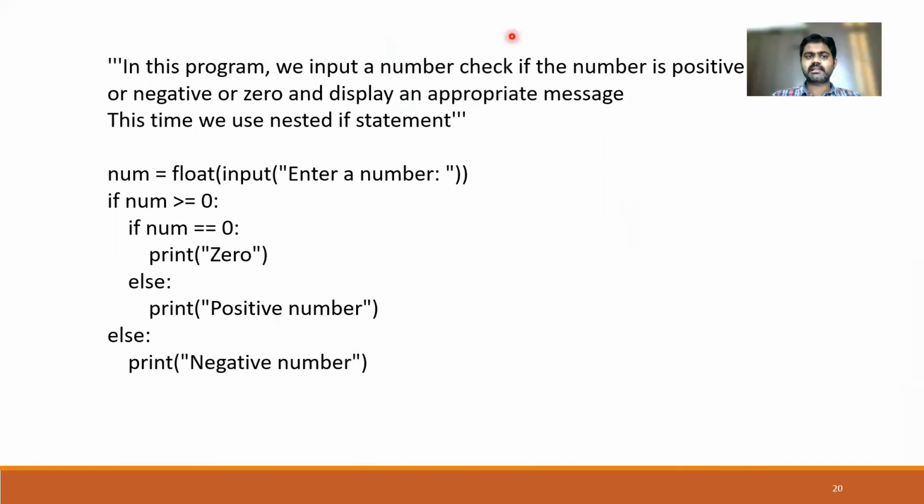And we can take more examples. We input a number and check if the number is positive or not. Number equal to float, input enter a number. If number greater than or equal to 0, again we are checking if number equal to 0, print 0, else print positive number. So this else is for this if, and this else is for this if. This is another example for nested if.